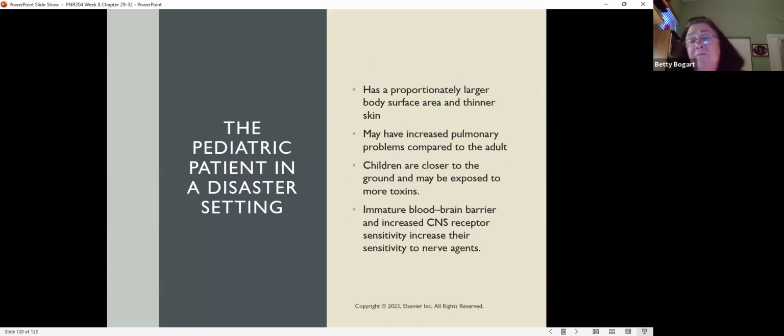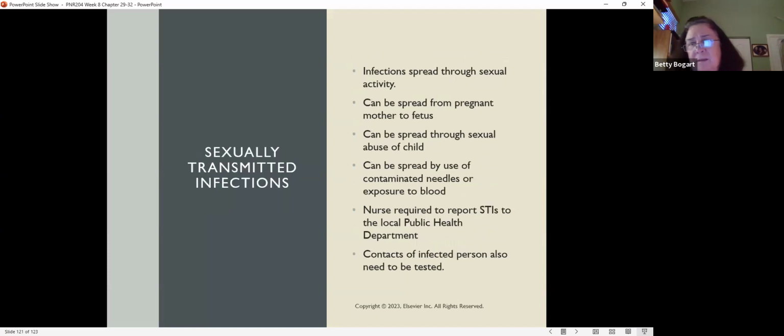Remember, children have more body surface area because they have thinner skin. Know that they're not as strong as an adult body, so even their lungs can have problems from the stirring up of dust and all of that. Again, closer to the ground, it's going to come into them, and that blood-brain barrier is going to be less there.